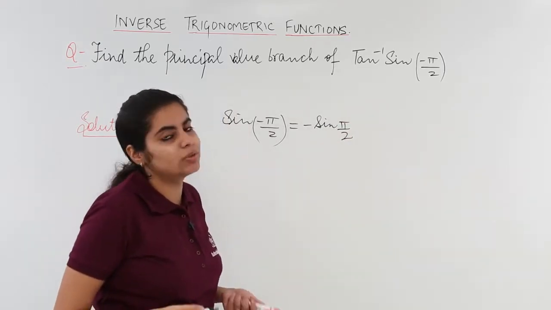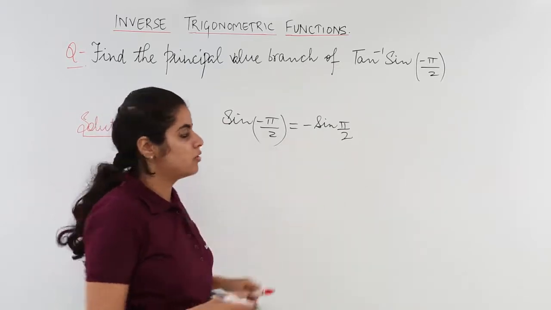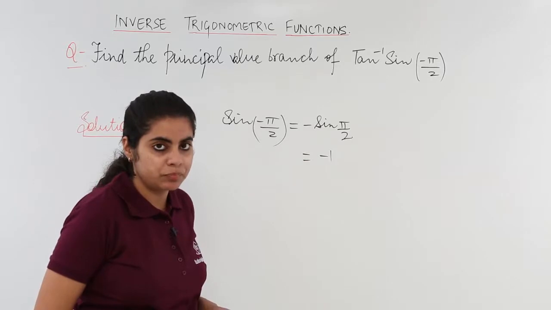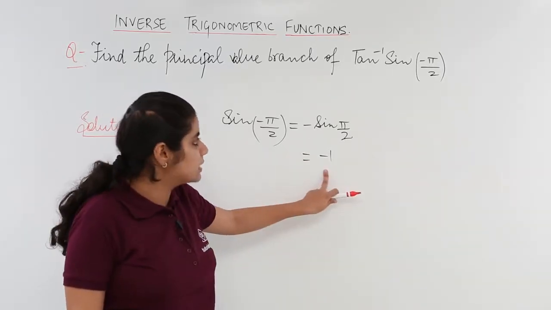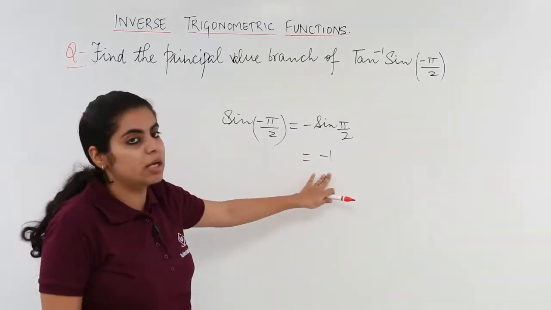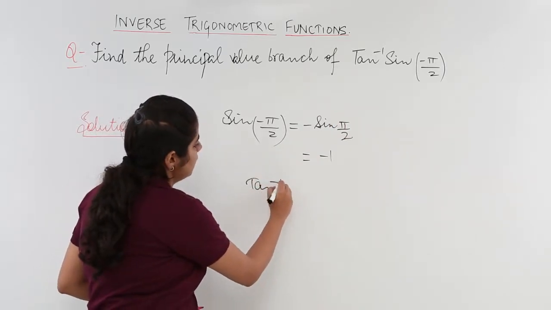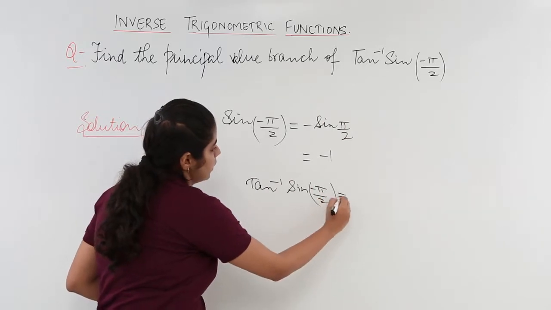What is sine pi by 2? That is sine 90 degrees, which is 1, so minus of 1. Sine 90 is 1, 1 is as it is, minus is there. Now minus 1 is obtained. What about the next thing? The next thing is to use this value of sine minus pi by 2 in the question. The question is what? The question is tan inverse sine minus pi by 2, which is what?